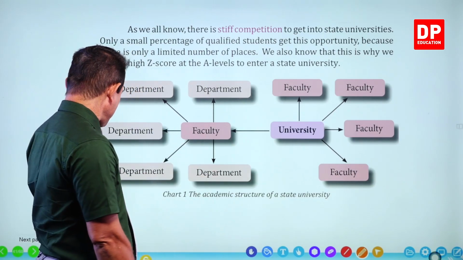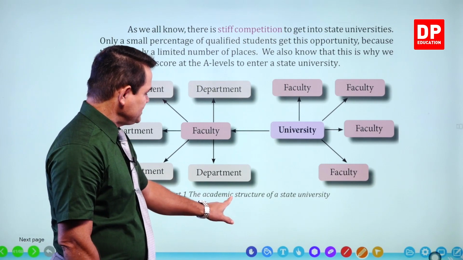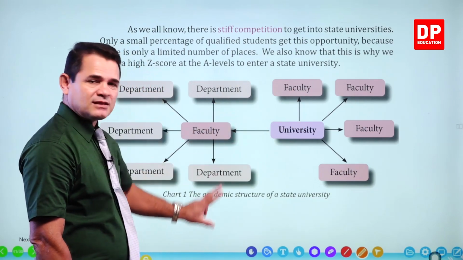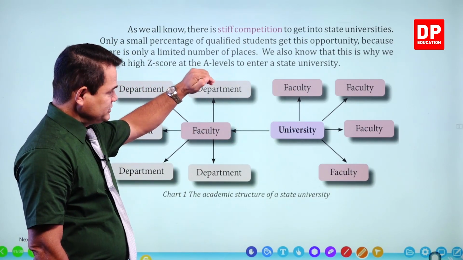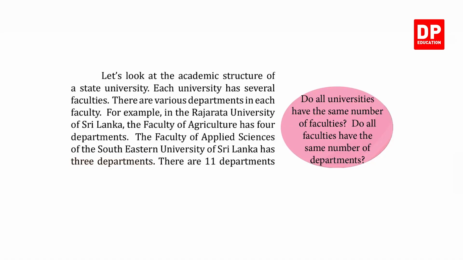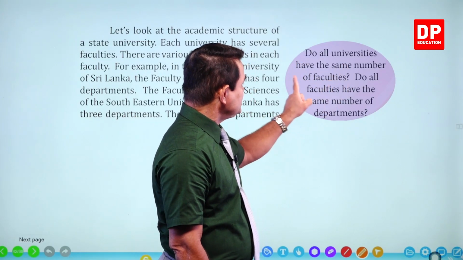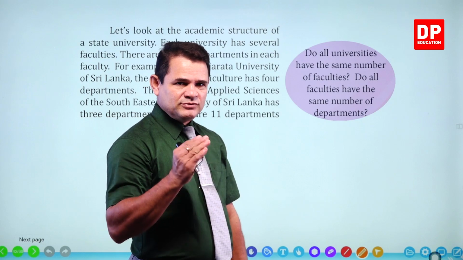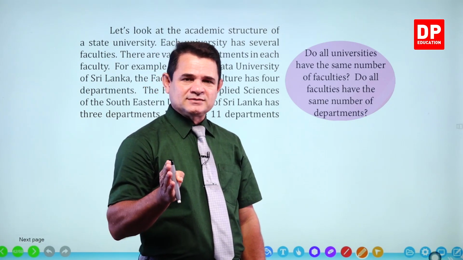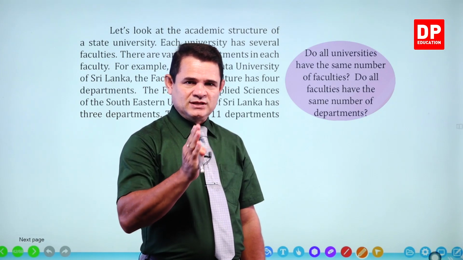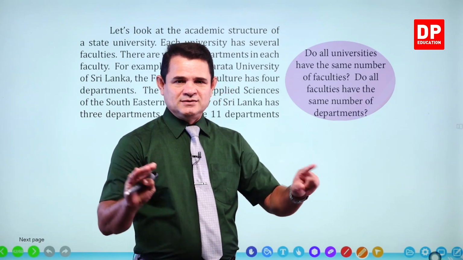So then that is the academic structure of a state university. රජයේ විශ්වවිද්‍යාලයක තියෙන structure එක තමයි මේ. University, faculties and department. And you have a small activity to be done there. අපි activity කියවලා බලමු ඉස්සෙල්ලා. Do all universities have the same number of faculties? හැම university එකම තියෙනවා the same number of faculties. සමාන සංඛ්‍යාව faculties. හැම විශ්වවිද්‍යාලෙම තියෙන faculty සංඛ්‍යාව සමානද?